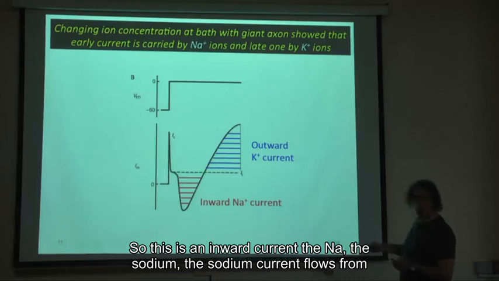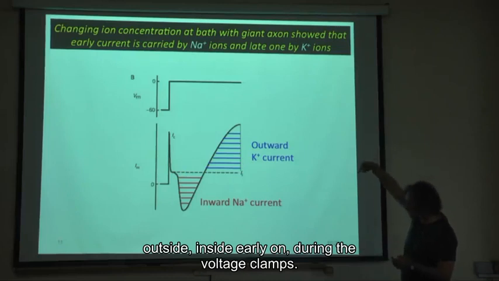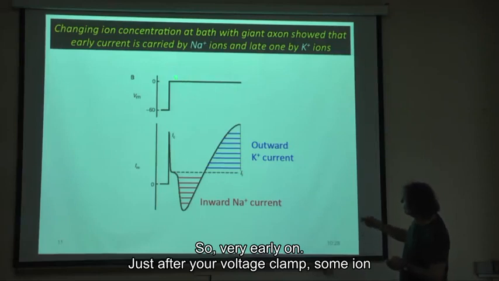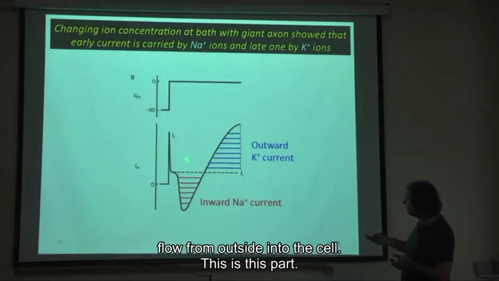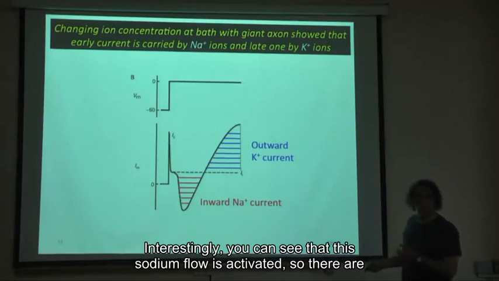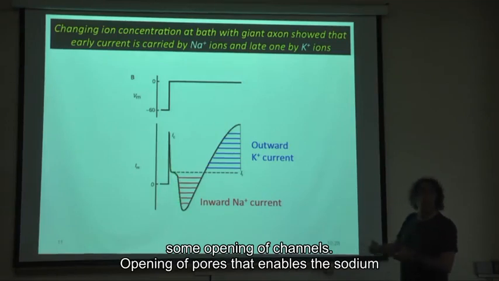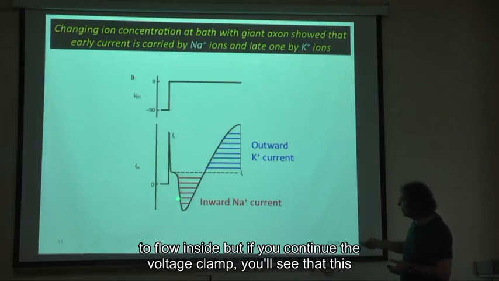So this is an inward current. The Na, the sodium current, flows from outside inside early on during the voltage clamp. So very early on, just after you voltage clamp, some ion channels for sodium are apparently open, and this sodium can flow from outside into the cell. This is this part. Interestingly, you can see that this sodium flow is activated, so there are some opening of channels, opening of pores that enables the sodium to flow inside.